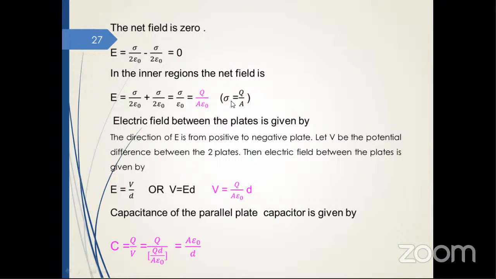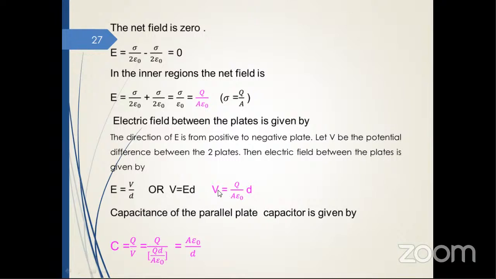Again, what is this sigma? This is nothing but the charge per unit area. Therefore, putting the value of sigma here, we get the equation E is equal to Q divided by A epsilon naught. The direction of E is from the positive to the negative plate. So let V be the potential difference between the plates. Therefore, the electric field between the plates is given by the formula E is equal to V divided by D, or V is equal to E into D.